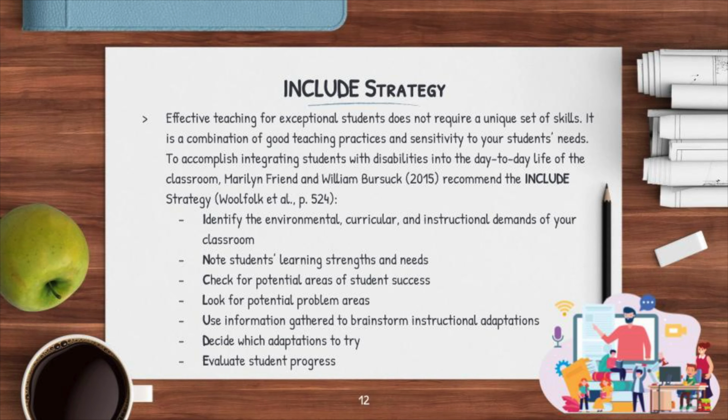Effective teaching for exceptional students does not require a unique set of skills. It is a combination of good teaching strategies and sensitivity to your students' needs. To accomplish integrating students with disabilities into the day-to-day life of the classroom, Marilyn Friend and William Bursuck recommended the INCLUDE strategy. INCLUDE stands for Identify the environmental, curricular, and instructional demands of your classroom.